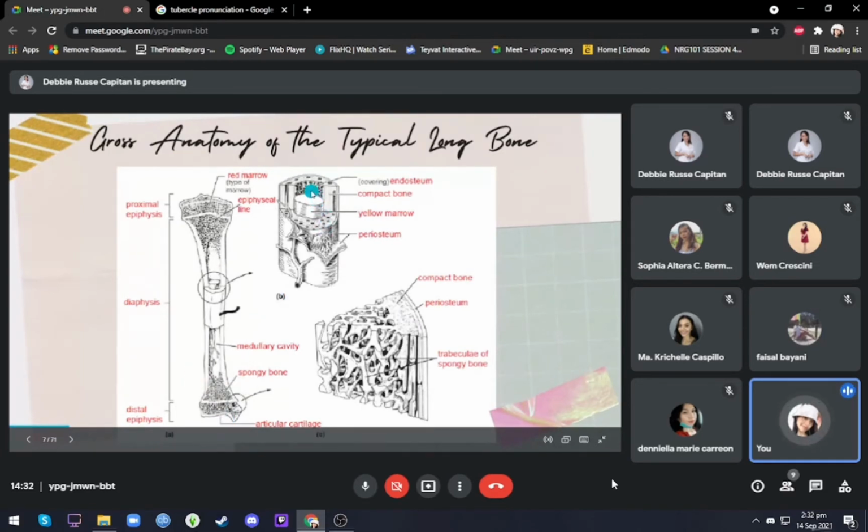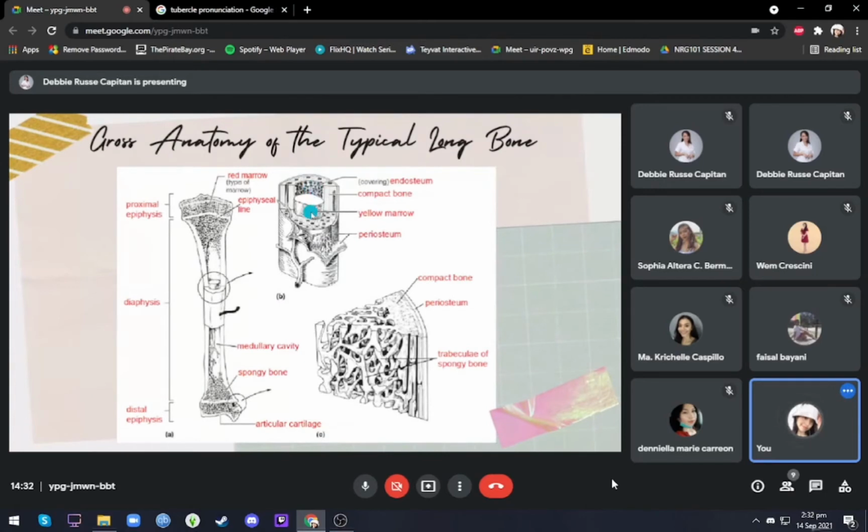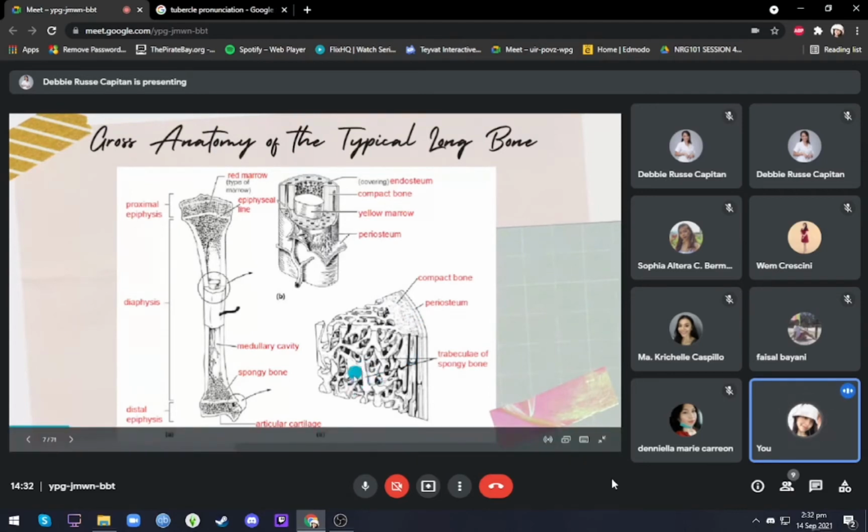You can also see the endosteum, the compact bone, the yellow marrow in the center, and the periosteum. Also, you can see here the compact bone and the periosteum, and at the center you can see the trabeculae of spongy bone.